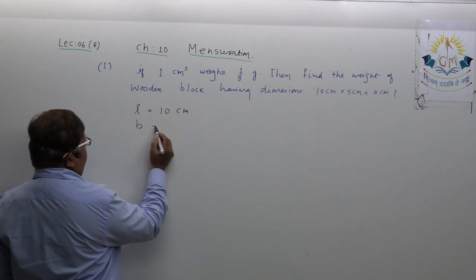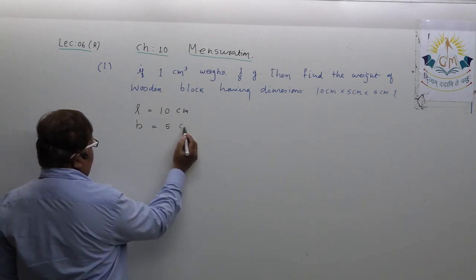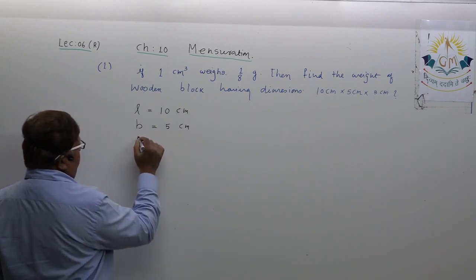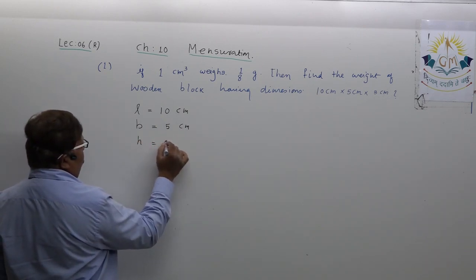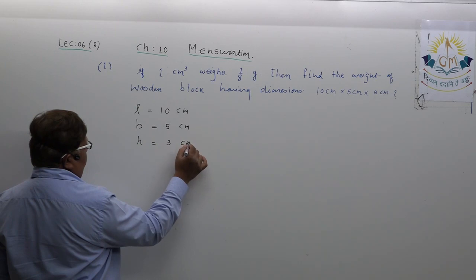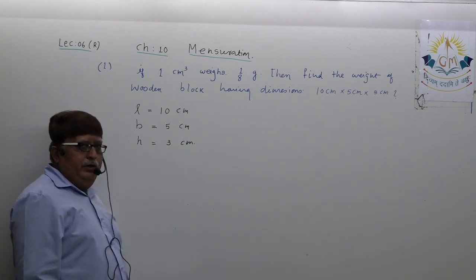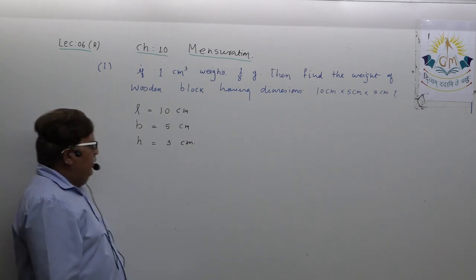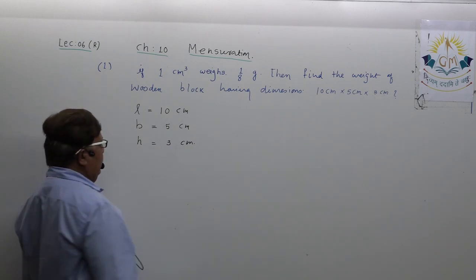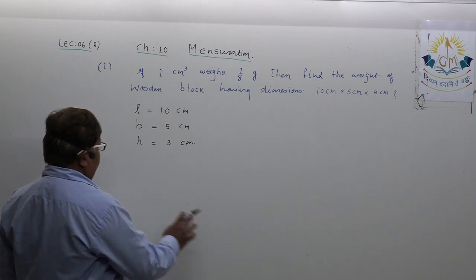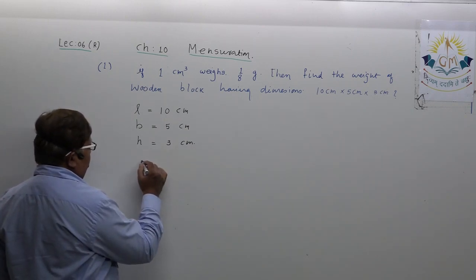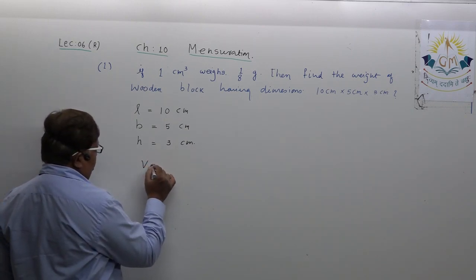Breadth, what is it given? 5 centimeter. Height, what is given? 3 centimeter. Length, breadth and height are already given for the wooden block. Let us find the volume.